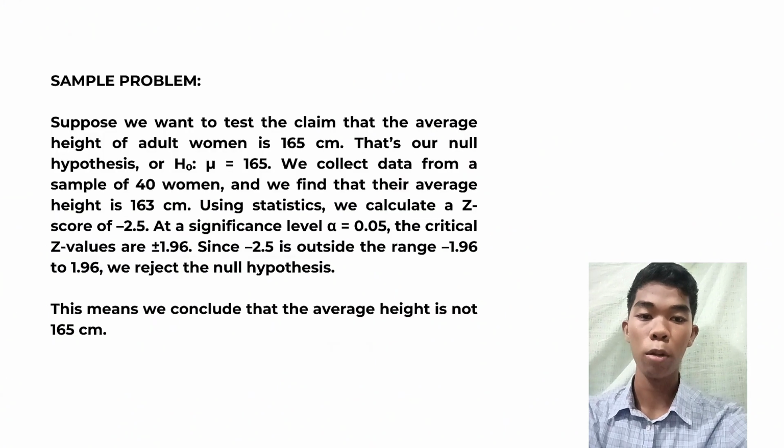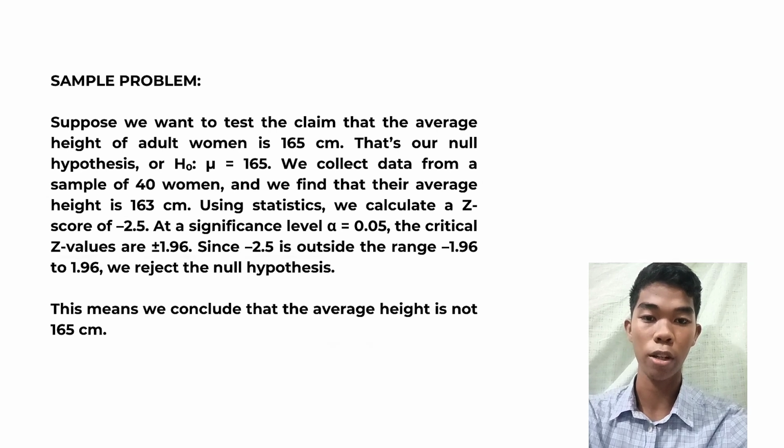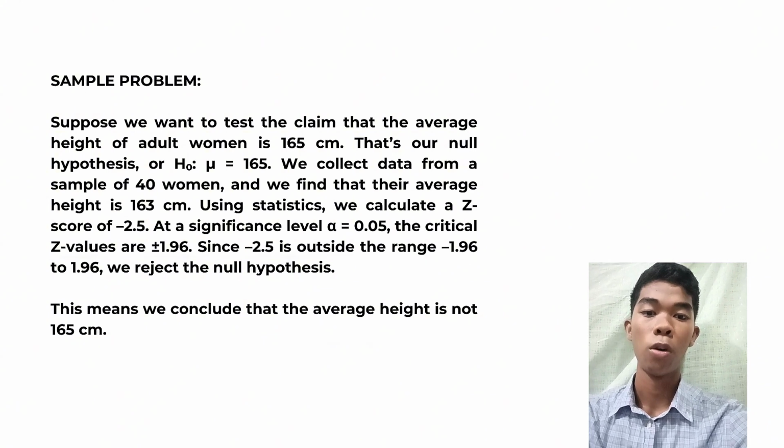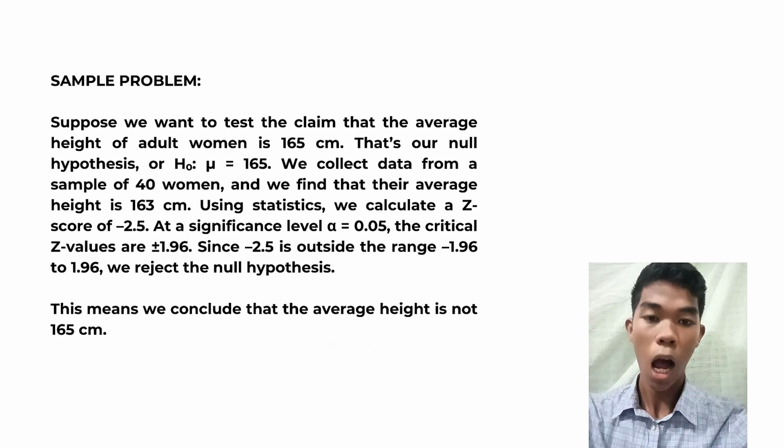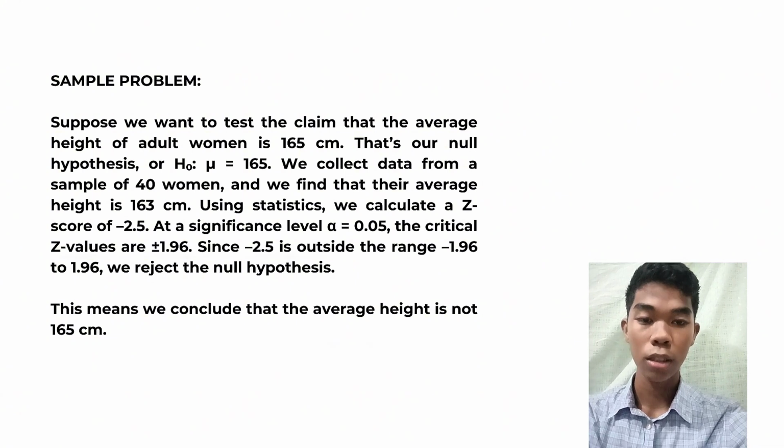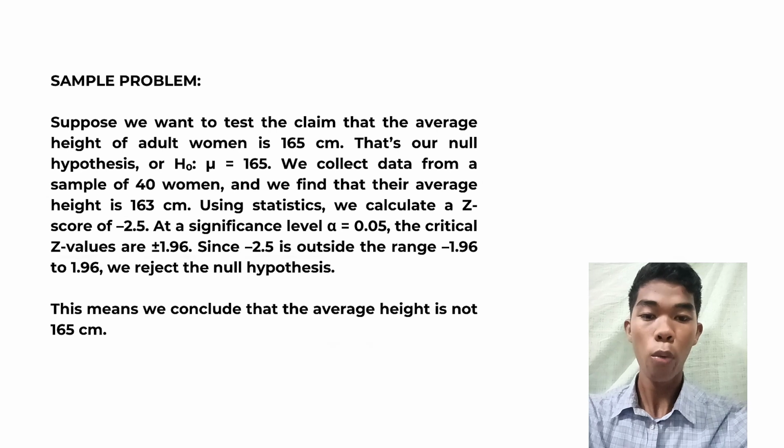Let's look at an example of type 1 and type 2 errors using a real scenario. Suppose we want to test the claim that the average height of adult women is 165. That's our null hypothesis, or H0: 165. We collect data from a sample of 40 women and find that their average height is 163 centimeters. Using statistics, we calculate the z-score of negative 2.5 at a significance level of alpha equals 0.05.